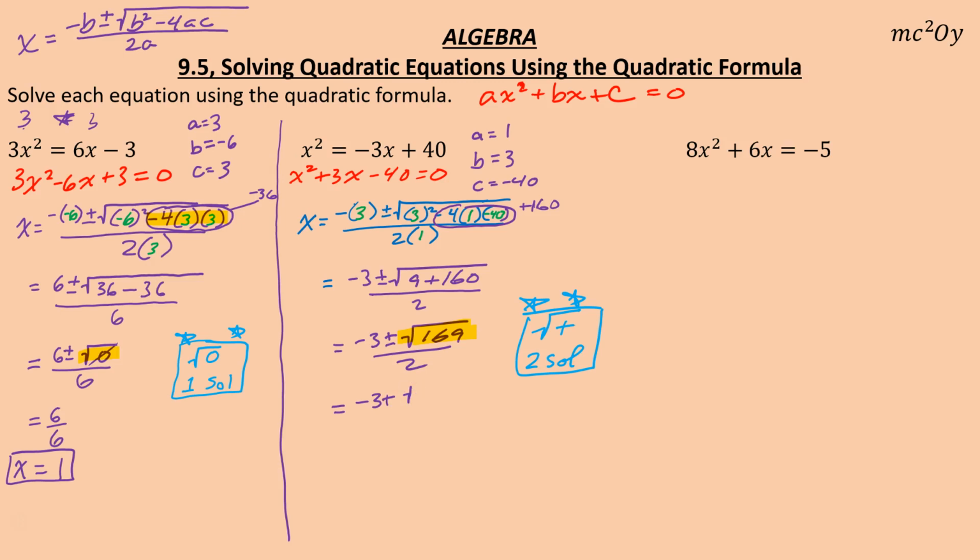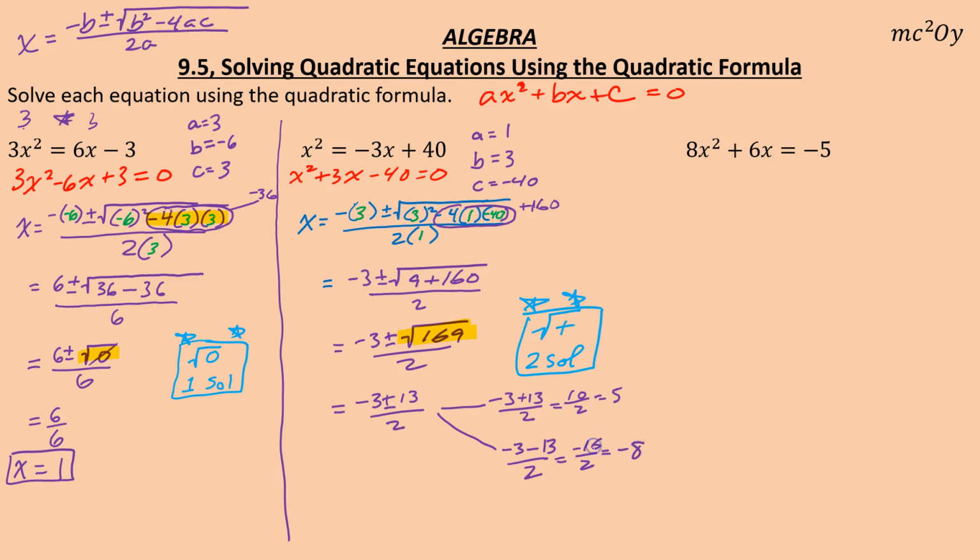which is 13. Okay? But we also have that minus, also plus minus. So we're going to have 2 problems there in a minute, all over 2. Okay, so really it means I have negative 3 plus 13 over 2 and negative 3 minus 13 over 2, which is, well, 10 over 2, or 5, and negative 16 over 2, or negative 8.